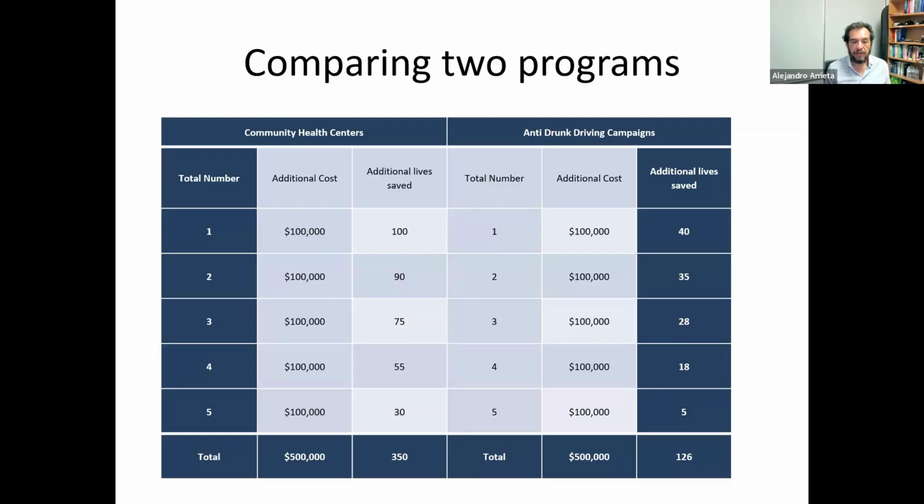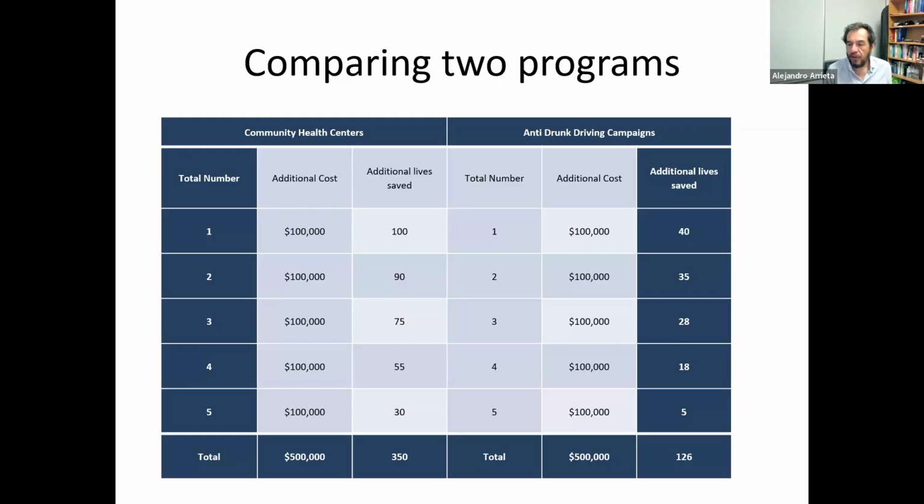The way to do this is to say, well, let's say I have $500,000. And you can say that with $500,000, you are saving 350 lives. That's good, and that's much better than spending the same $500,000 on anti-drunk driving campaigns, because it only produced 126. So what are you going to do? Are you going to build 5 community health centers? Be careful. The way we analyze this is on the marginal things, one by one. So let's start.